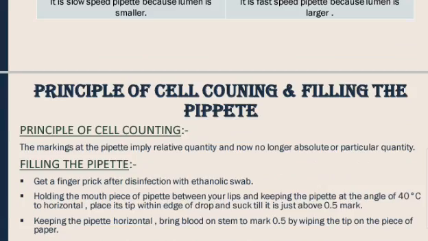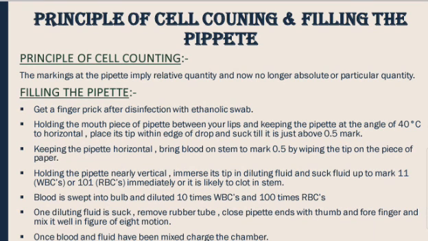Then the principle of cell counting and the filling of the pipette. Principle of cell counting. The markings on the pipette imply relative quantity and not absolute or particular quantity. So then the filling of the pipette, how the pipette is filled. These are all the steps of how the pipette is filled.